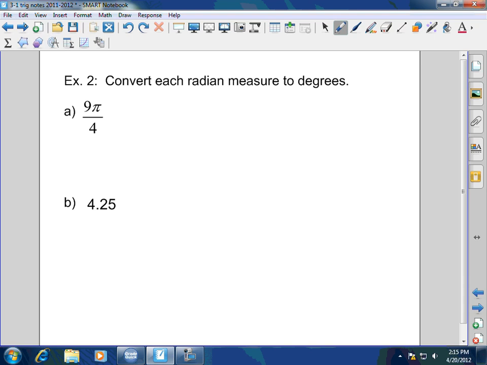Next, convert each radian measure to degrees. Now we're going to degrees, so I'm going to multiply by 180 over pi. Remember, if I can reduce it, reduce it. Well, in this case, we don't have to reduce. We can just multiply. And that's going to be 360, and yep, 405 degrees.